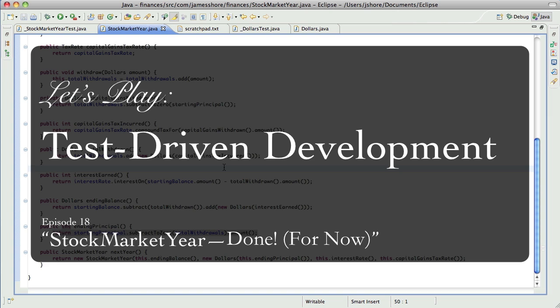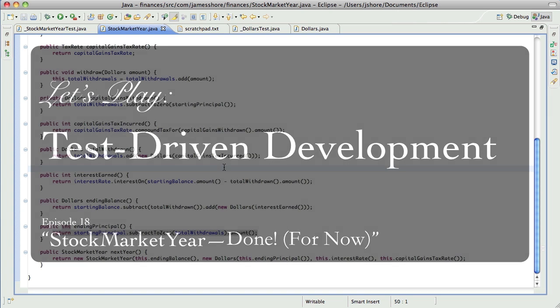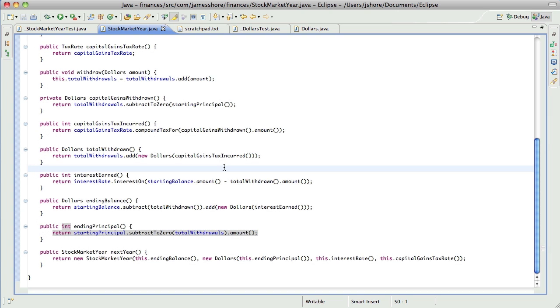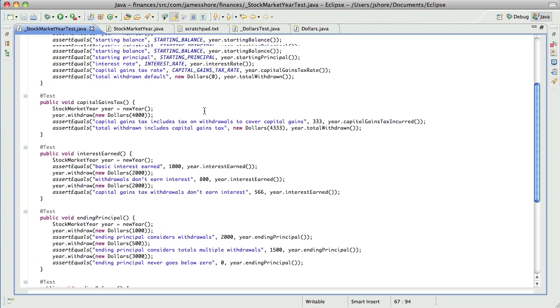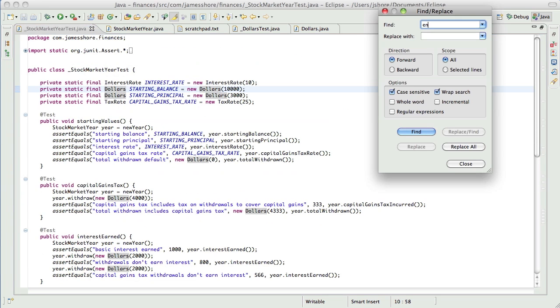We're picking up right where we left off in the last episode. We were integrating the dollars value object in place of the integer primitive, and I was just about to have ending principal return dollars. So let's go ahead and do that. It's going to fail because all of our tests are operating on integers.